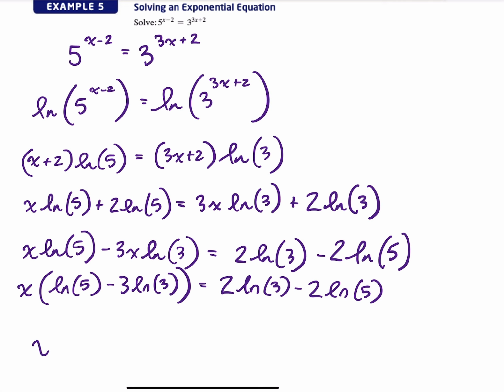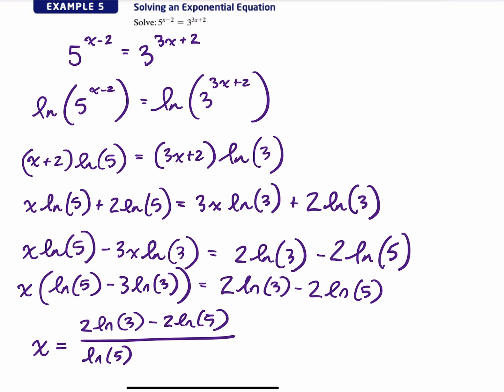So I can say x, notice it's going to be solved for x now, equals everything that was on the right side, 2 ln of 3 minus 2 ln of 5, divided by that whole term, ln of 5 minus 3 ln of 3. And honestly, I'm just going to call that our solution. We can say this is our exact solution. We could plug all that into a calculator and get some decimal.